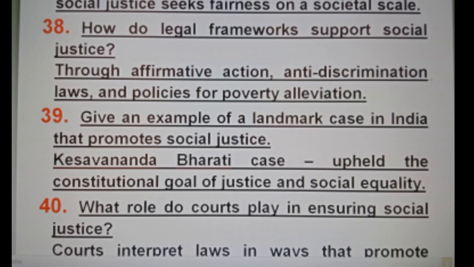How do legal frameworks support social justice? Through affirmative action, anti-discrimination laws, and policies for poverty alleviation. Give an example of a landmark case in India that promotes social justice. The Kesavananda Bharati case upheld the constitutional goal of justice and social equality.